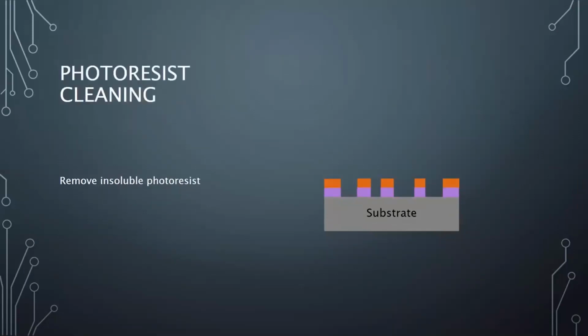After a photoresist is no longer needed, it must be removed from the substrate. This usually requires a liquid resist stripper, which chemically alters the resist so that it no longer adheres to the substrate.